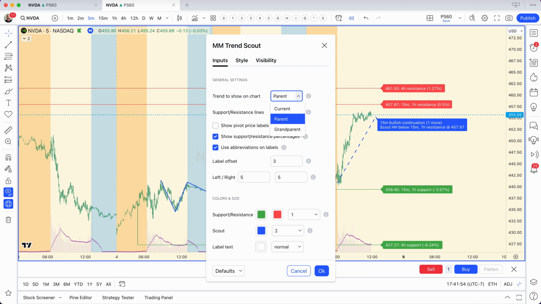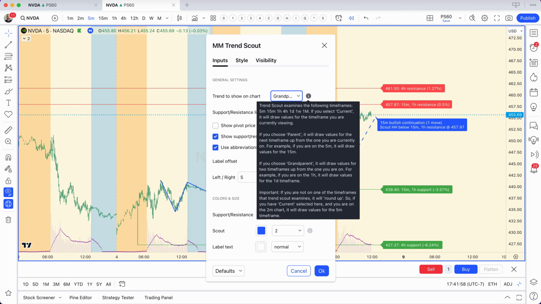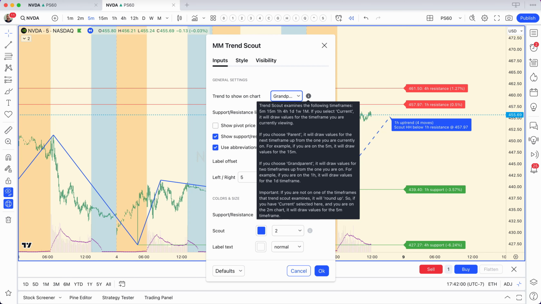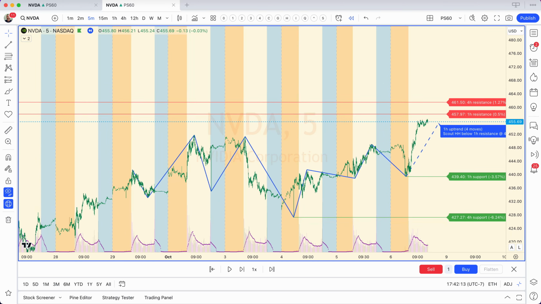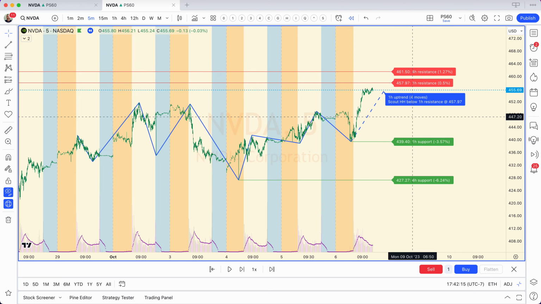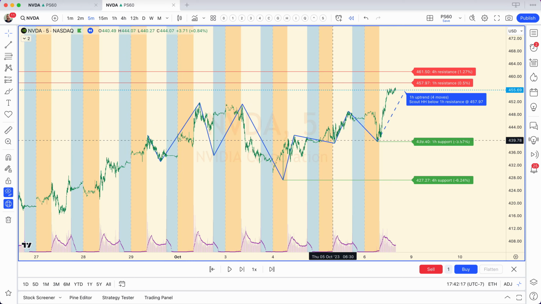So if you then chose grandparent and then hover over this, you'll see, okay, so if we're on the 5-minute chart, the parent is the 15-minute and the grandparent would be the 1 hour. So with grandparent selected, it's now showing pivots for the 1 hour time frame. And again, you can zoom out a little bit. You know, the candles become illegible at this point, but now you can see what is happening on the 1 hour trend.